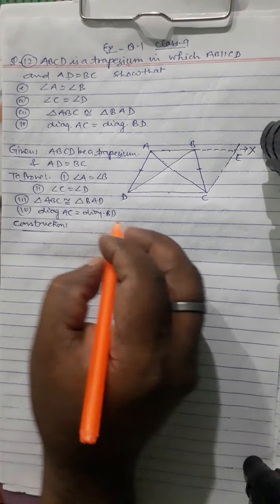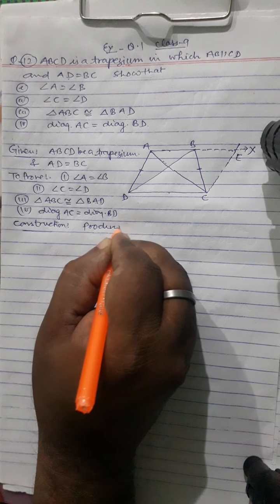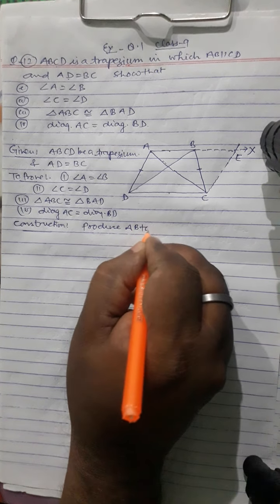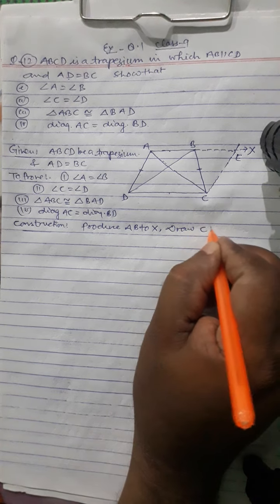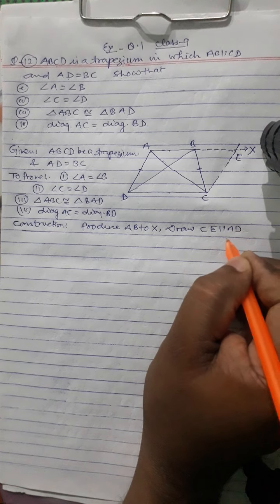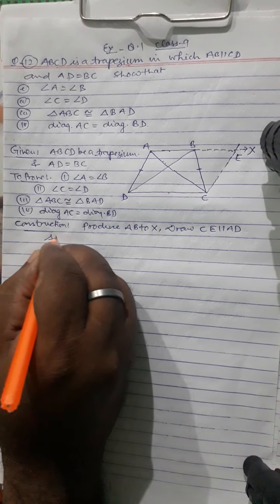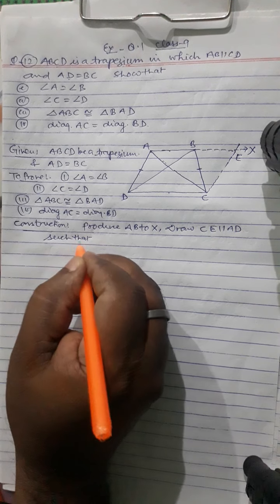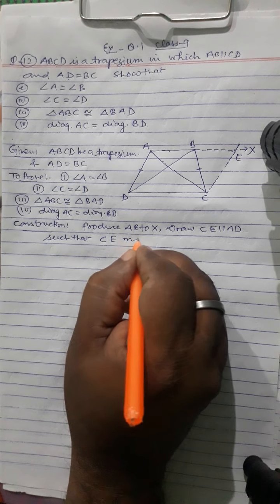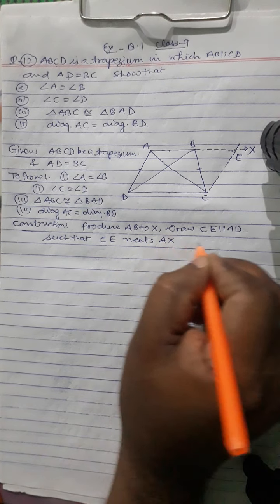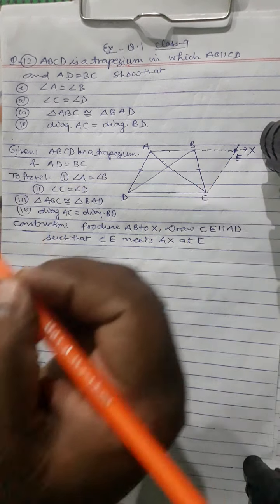Okay, now write here: produce AB to X and draw CE parallel to AD such that CE meets AX at E. Look here, this one is okay.